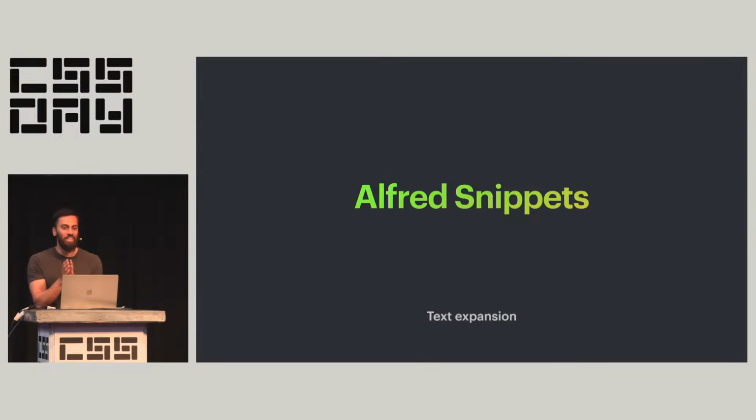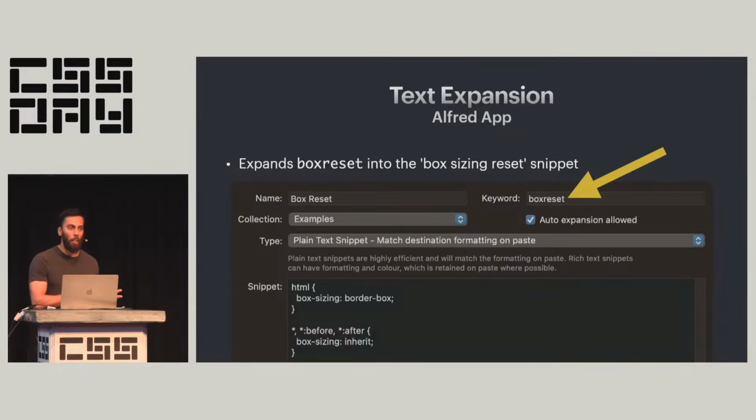Let's move on. So that was snippets with code editors. What about snippets in your operating system in general? To do that, we get some text expansion software. I use Alfred. I'm not going to necessarily advocate for it because it is a paid tool, or it's a paid feature, rather. So I will name drop a few open source tools in a second.